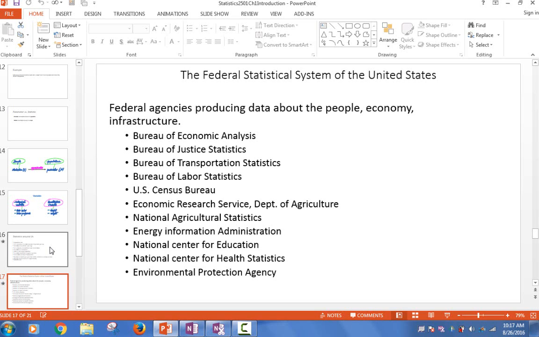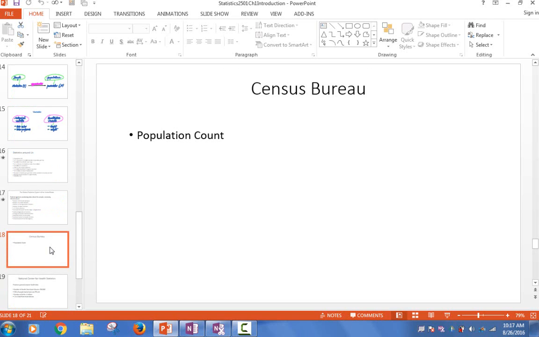So let's see some of them. I wouldn't want to look at all of them. So the Census Bureau, the first task is they want to count the population. So population count is one of their agendas.